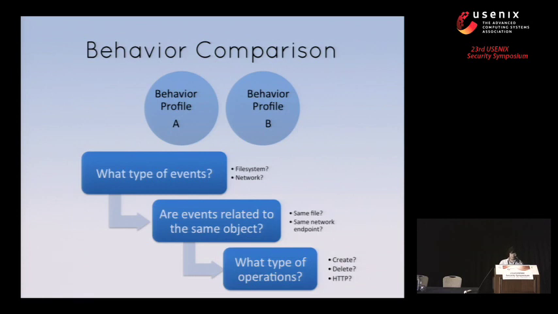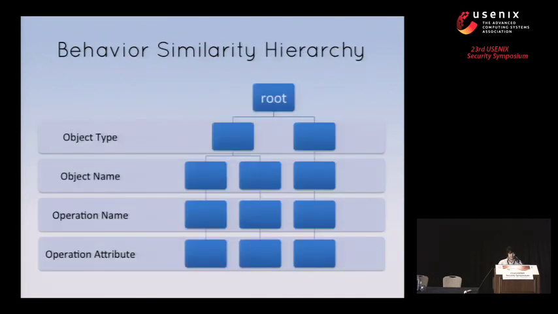This kind of reasoning tells us that a behavior profile is not simply a list of events, but there is some internal structure, internal hierarchy within the behavior profile. To represent this hierarchy, we propose a behavior similarity hierarchy model, which is a simple tree-based structure in which each level in the tree represents a different abstraction level of the behavior. For instance, the object type level represents the type of the events that are available in the behavior profile. And the object name represents the name, such as file name or network endpoint of the event.